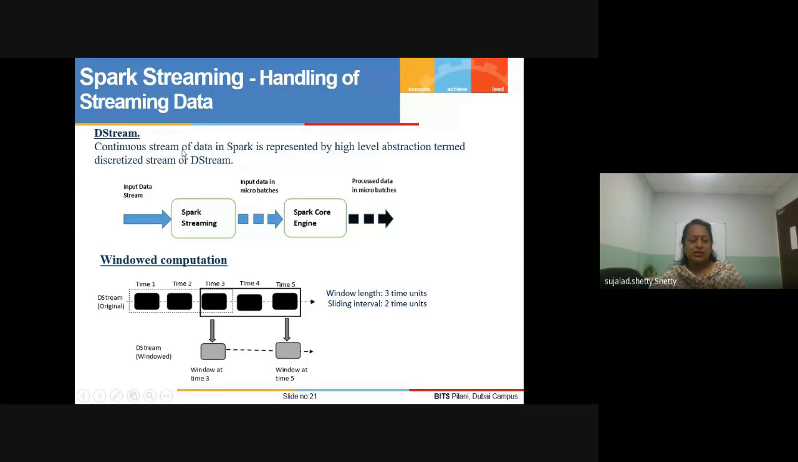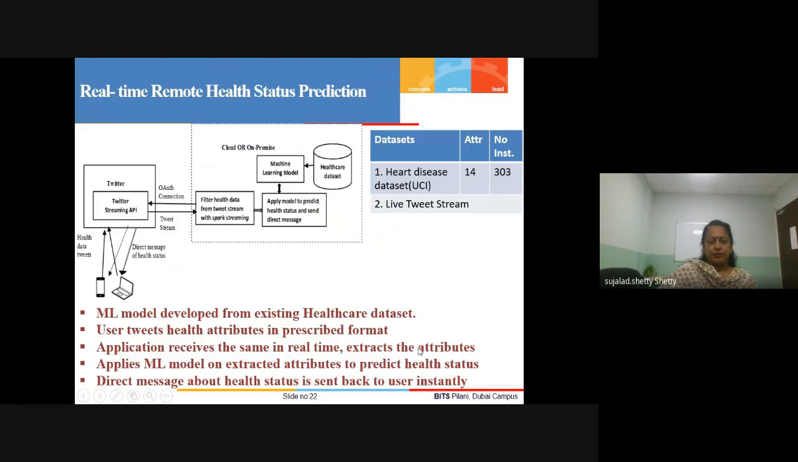The first thing we have is a D-stream, a continuous stream of data called a discretized stream. You have this input data and a Spark streaming platform, which divides the data into micro batches that are then available here. Again, the data works in terms of small windows. In this particular case, we are working with two data sets. You have a heart disease data set, which is available in the UCI repository, and then we are working with a live tweet stream. The UCI repository heart disease data set had about 14 different attributes and 303 records. We have used this to train the model.